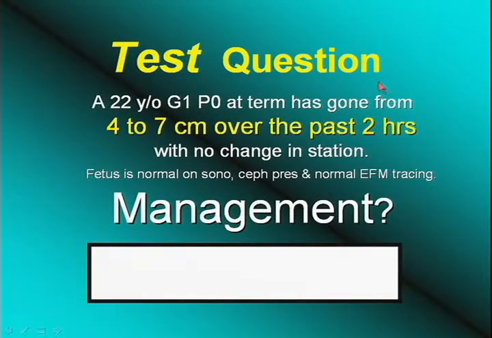Let's change the scenario just a little bit. She has gone from 4 to 7 centimeters. She's a gravida 1. She's gone from 4 to 7 centimeters over the past 2 hours with no change in station. What stage of labor is she in? Stage 1. What phase is she in? She's in the active phase. What is the normal progression in cervical dilation in the active phase for a prime? 1.2 centimeters per hour. She has dilated 1.5 centimeters per hour, so she's doing fine.